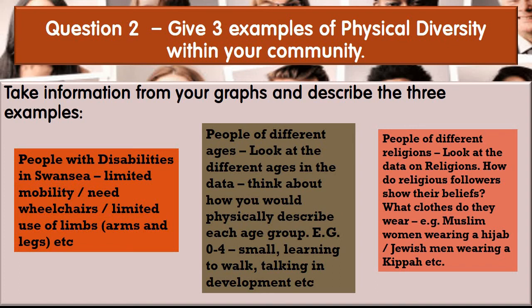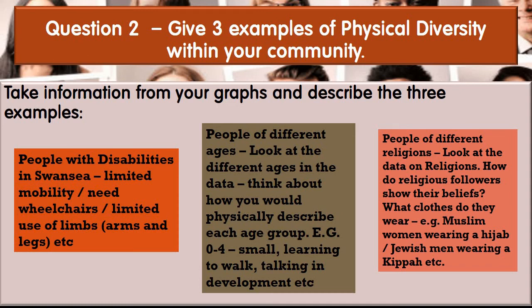So people with disabilities in Swansea, how would you describe the sort of physical diversity that people with disabilities in Swansea would show? So, you know, people might have limited mobility. They might need wheelchairs. They might have limited use of their limbs. So describe what that would look like.